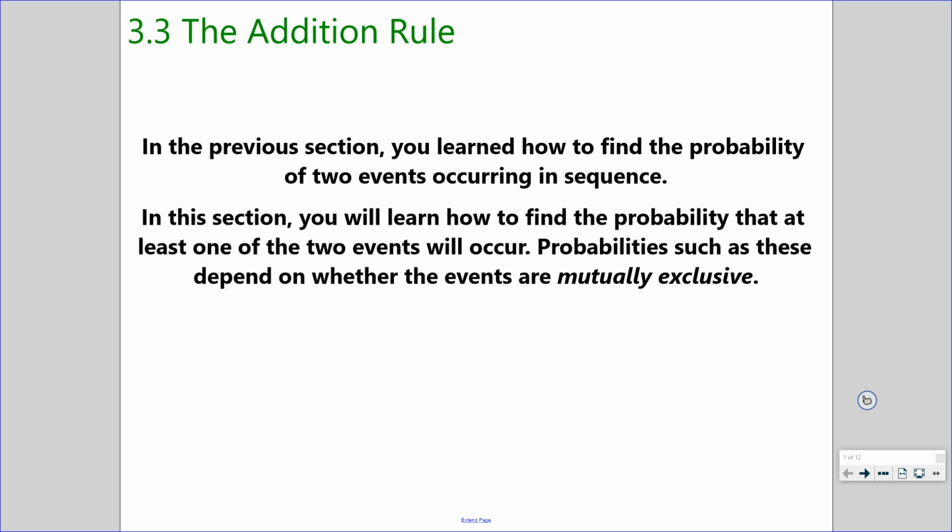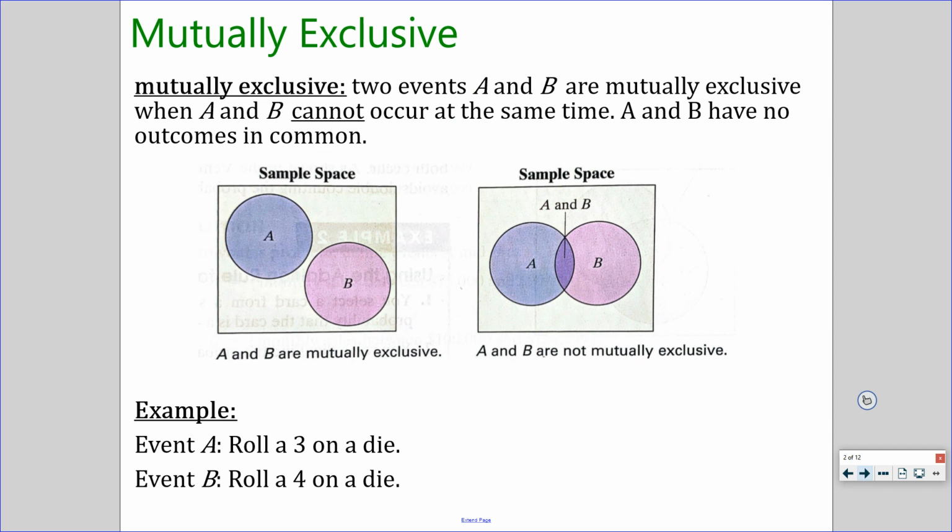In this lesson, we're going to learn how to find the probability that at least one of the two events will occur. And this depends on whether the events are what we call mutually exclusive. So I'll start by talking about what that means. These ones are going to be like, what's the probability that you draw a king or you draw an ace, one or the other? That's the idea here, and then there's something called the addition rule. That's a big idea for this lesson.